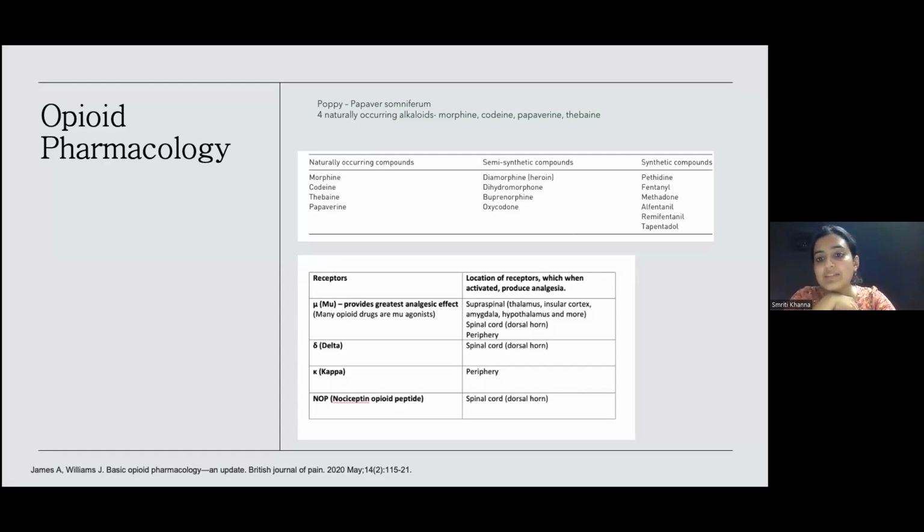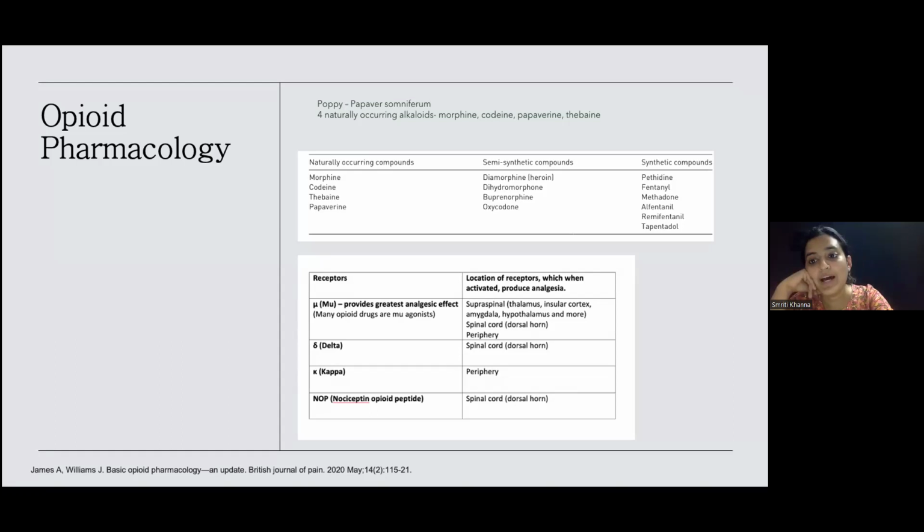So semi-synthetic compounds are diamorphine, which is heroin, dihydromorphine, which is not available in India, buprenorphine, which is available in India, oxycodone or Vicodin, which is a very strong semi-synthetic opioid that's actually, I think, responsible for the opioid pandemic that USA has been facing.